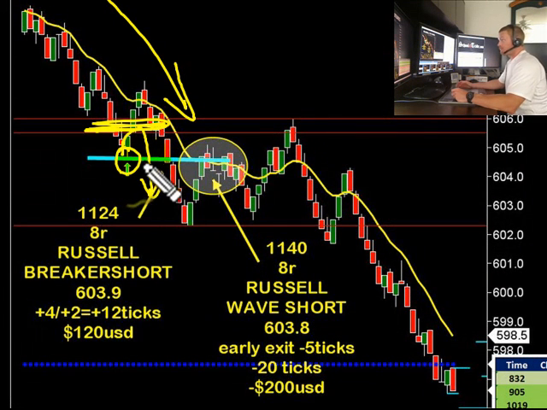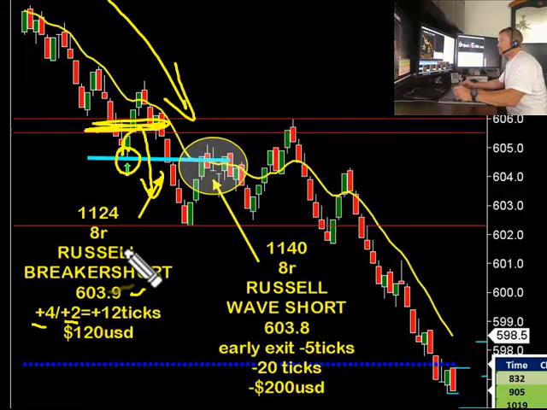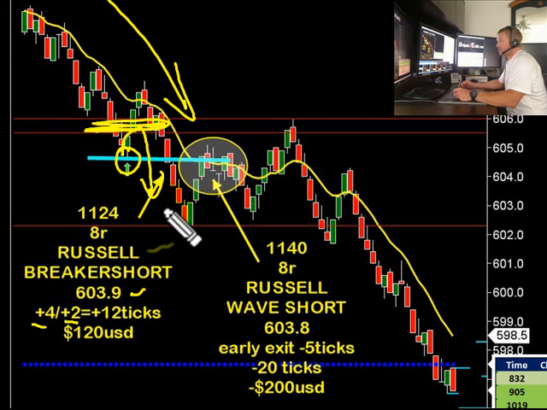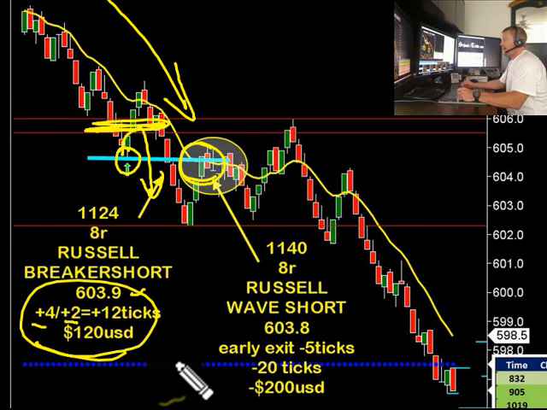This is on an 8-range chart, kind of a scalping time frame. 03.9 was the fill. 2 off at 4, 1 off at 2. Move that stop to entry minus 1. You can see what happens is it got us our plus 4, then bounced back up to stop us out. 12 ticks in. And then, of course, I looked for a wave pattern short here.